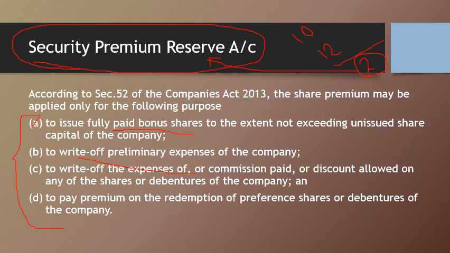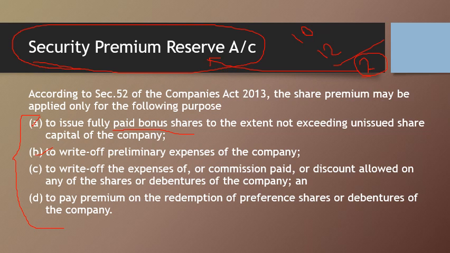Then third, to write off the expenses of, or commission paid, or discount allowed on any of the shares or debentures of the company. Sometimes the company may have to pay commission or some legal expenses, or sometimes the company will allow discount on issue of shares or debentures. For such expenses, the balance of the security premium reserve can be used. So the premium amount can be utilized to write off expenses, commission or discount regarding shares.